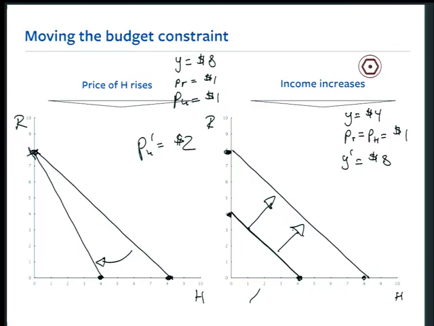These bundles right here that you could afford before are no longer an option because of the price increase. For the income increase, before you got grandma's extra $4, you could afford this set of bundles right here. But now income shifts out the budget constraint parallel. The marginal rate of transformation is the same, and you're getting this whole other possible set of bundles you can afford and consume.